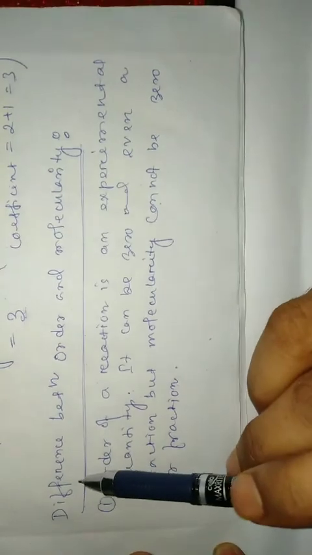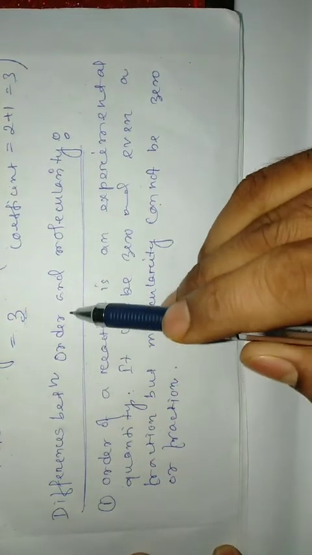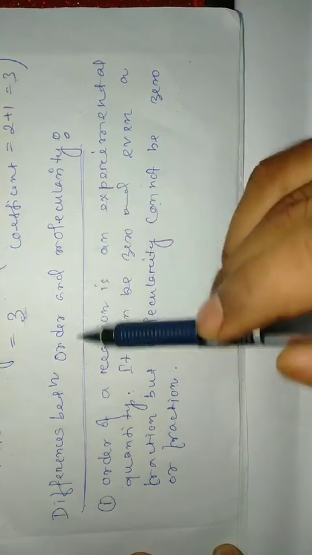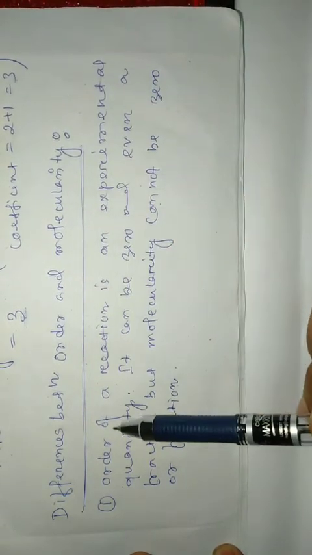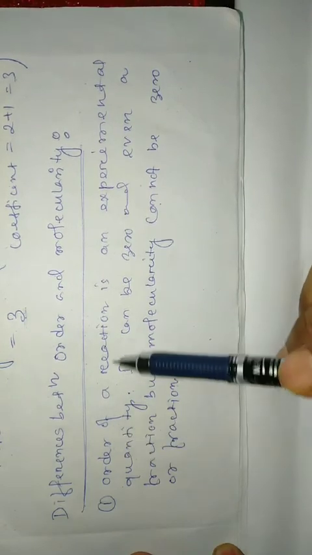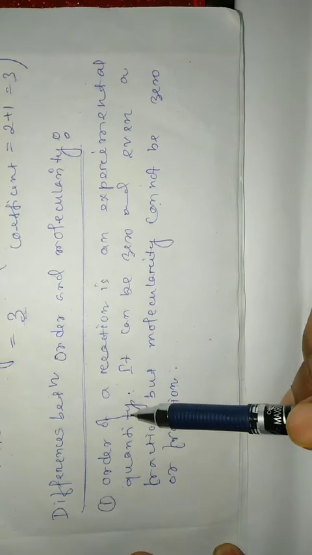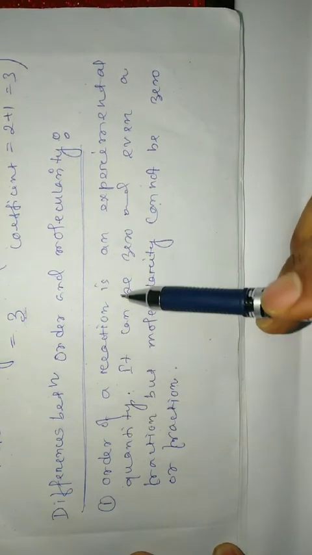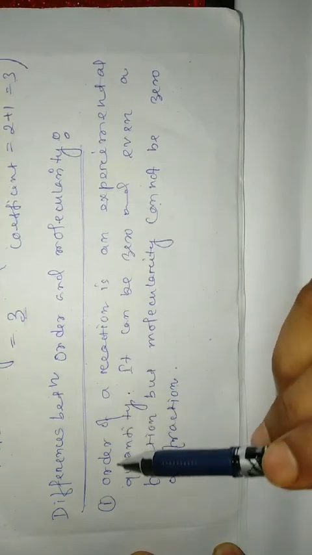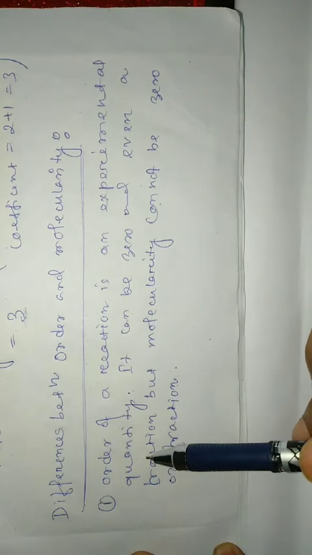So next topic, what is the differences between the order and molecularity? Order and molecularity का बीच में differences क्या है? So order of a reaction is an experimental quantity. According to our previous discussion, it is observed that किसी भी chemical reaction का order experiment करके determine किया जाता है.